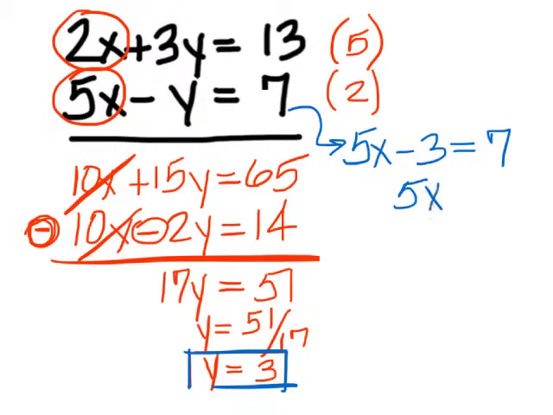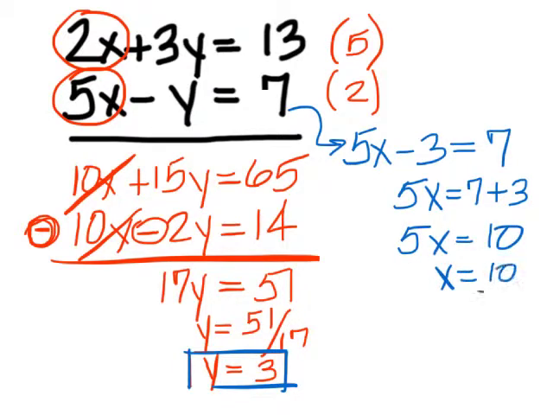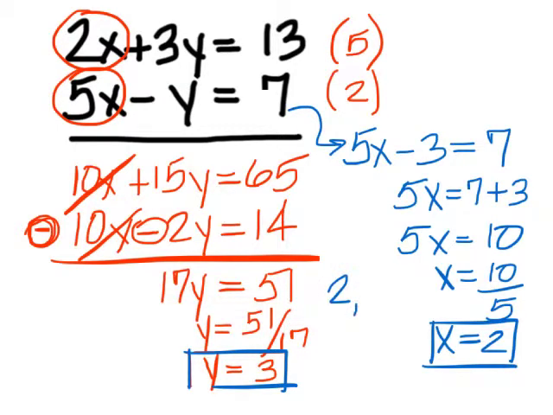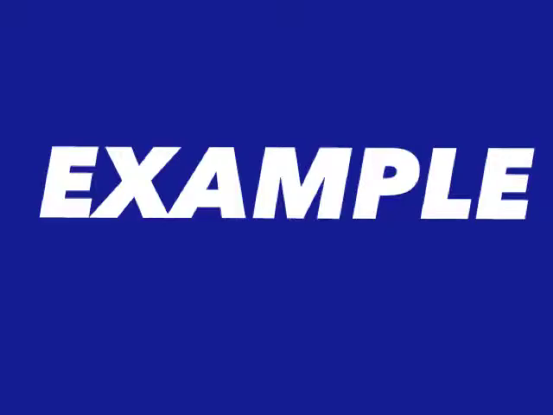Solve for x. Move the minus 3 over and make it plus 3, and you have 10, so you divide by 5 and get x equals 2. The final solution for this system of equations is written as (2, 3). That is the solution of the system of equations.